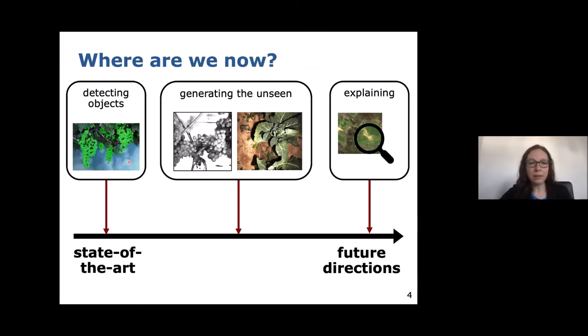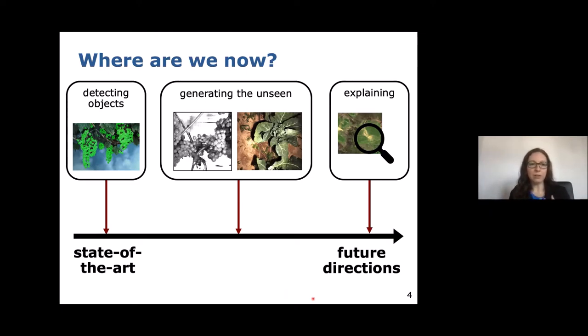One example is the detection of grapevine berries, which I consider as state of the art at the moment. And as a second example, I want to show you how you can generate the unseen. So here I show you an example of how you can generate berries behind leaves, which you can actually not see, or how you can generate the future appearance of a plant. And as a teaser, these two images do not exist in real life. And as a last example, I will show you how explainable machine learning can help us to derive novel scientific insights.